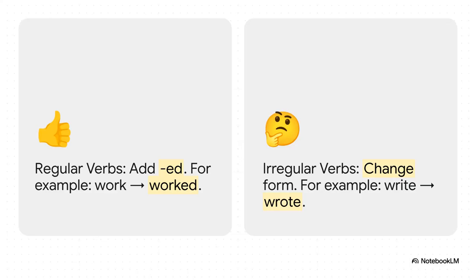Simple as that. Okay, so to make the past simple, verbs usually go down one of two roads. Most verbs are regular. Super easy, you just add ed to the end. Work becomes worked. But then you get the rebels, the irregular verbs. They don't follow the rules. They change their spelling completely. So write becomes wrote, and go becomes went.